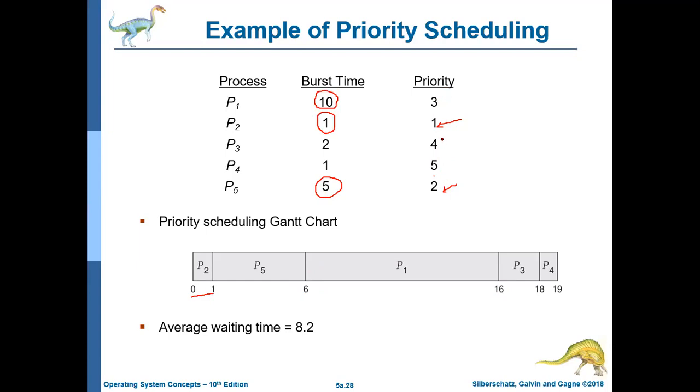Then it is completed. Now 4 number. P3. It will take 2 units of time, 16 to 18. Then the last one, fifth priority. P4 is having only 1, 18 to 19. Now all the processes are completing at 19.